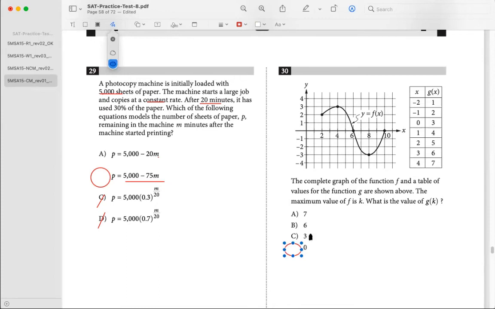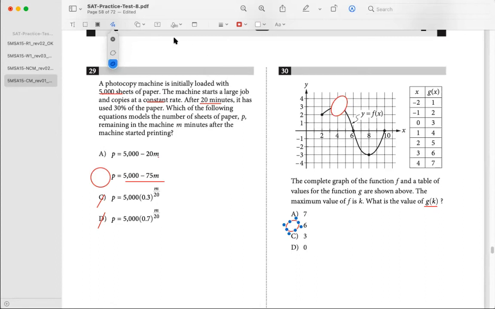Wait, did I do this backwards? Oh wait, no. Yeah, sorry, I did that backwards. This is how you can easily get tripped up. The maximum value is 3, but for g of k, k would be the x. So you plug in the x. So it has to be B, sorry. See, simple mistakes.